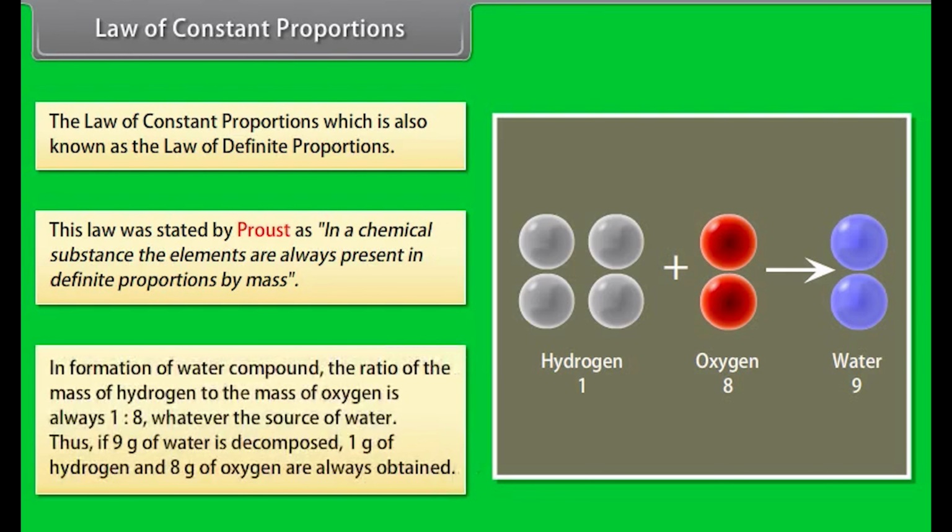In formation of water compound, the ratio of the mass of hydrogen to the mass of oxygen is always 1:8, whatever the source of water. Thus, if 9 grams of water is decomposed, 1 gram of hydrogen and 8 grams of oxygen are always obtained.